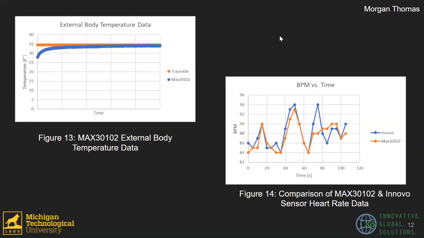An industry thermometer was used to determine the accuracy of the sensor, and in approximately 10 seconds, the sensor was giving similar results to the industry-grade thermometer. The heart rate data was collected by both the Innovo and the MAX 3102 sensor, and this study showed less than 1% difference between the numbers from the sensor implemented in the incubator and the industry-grade sensor.